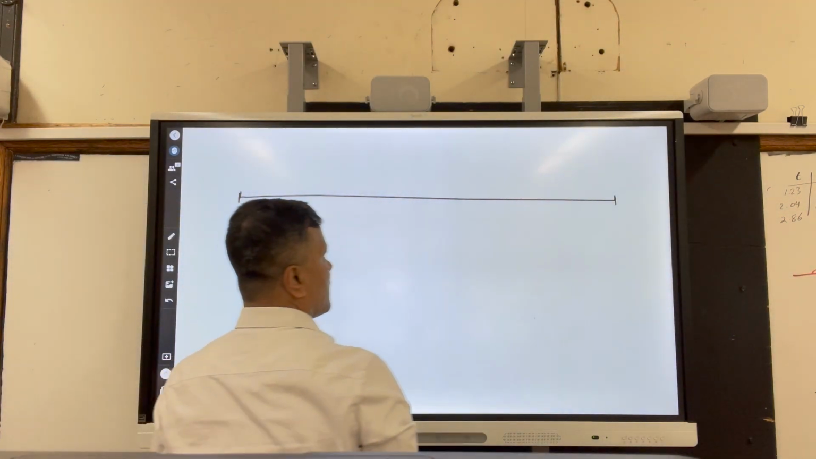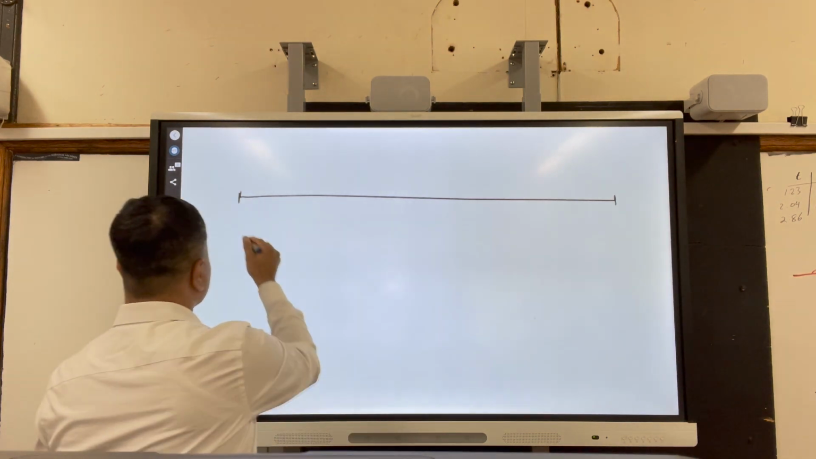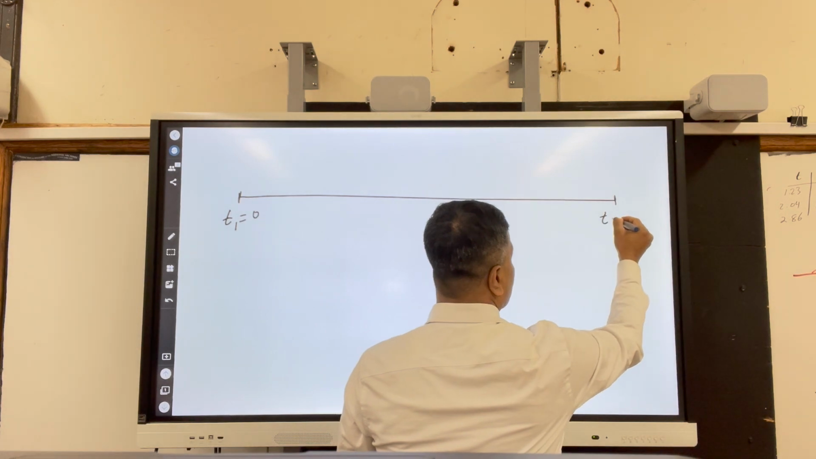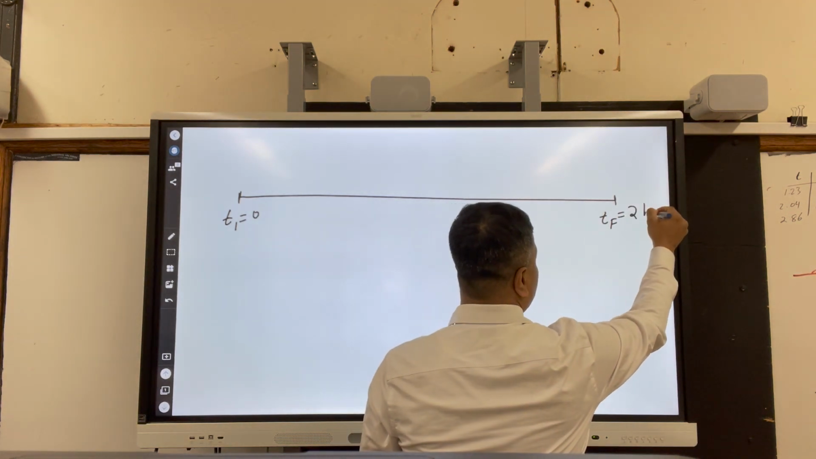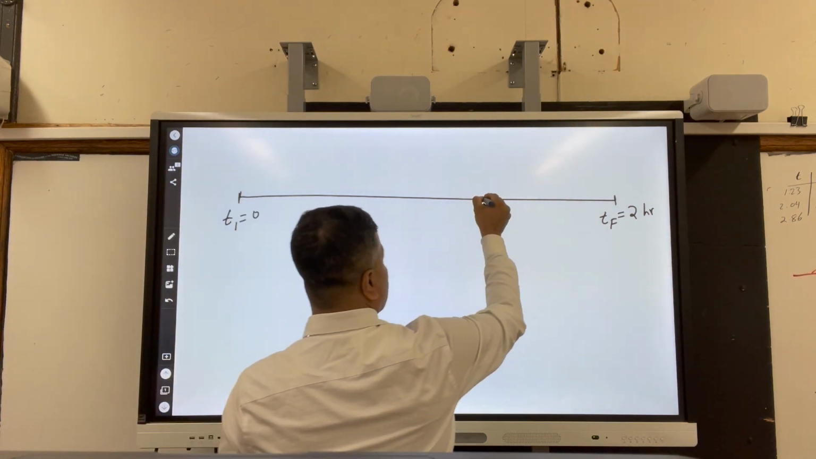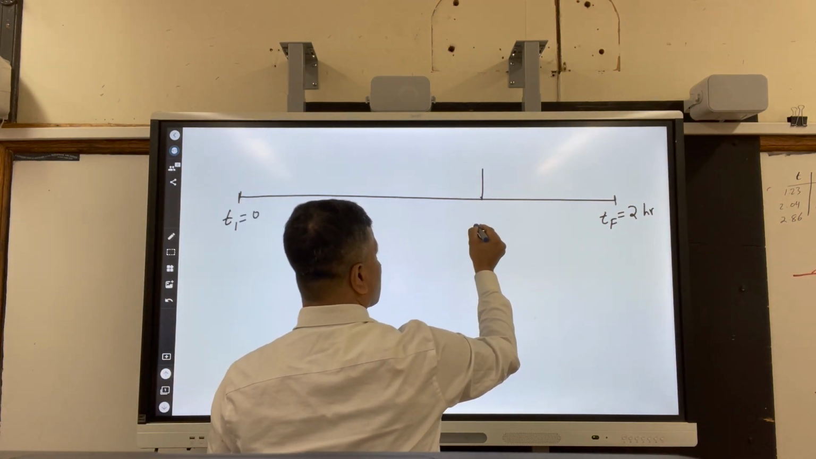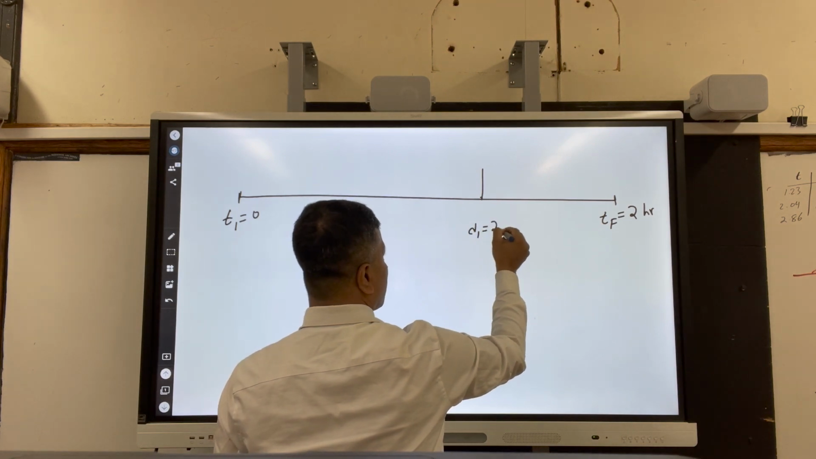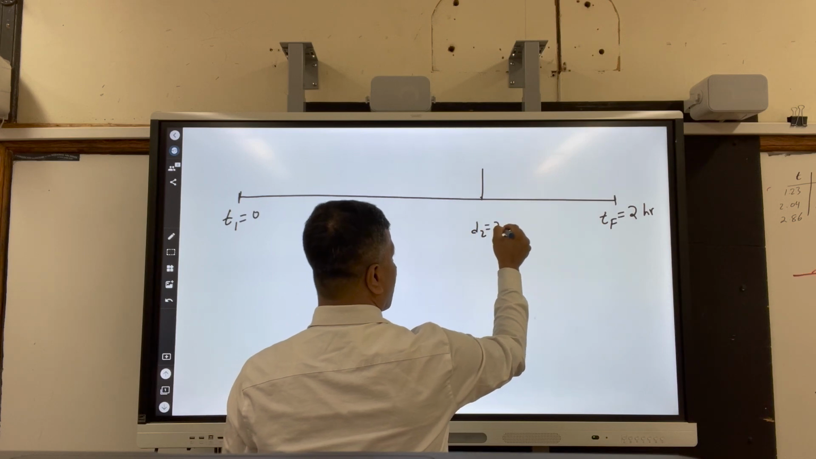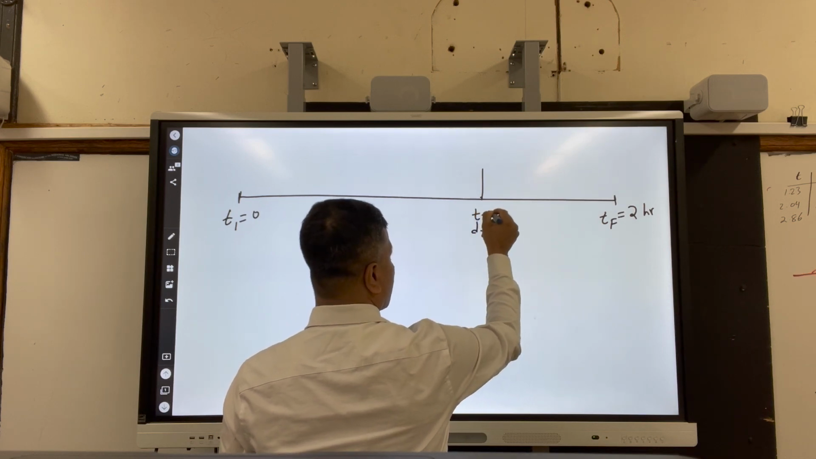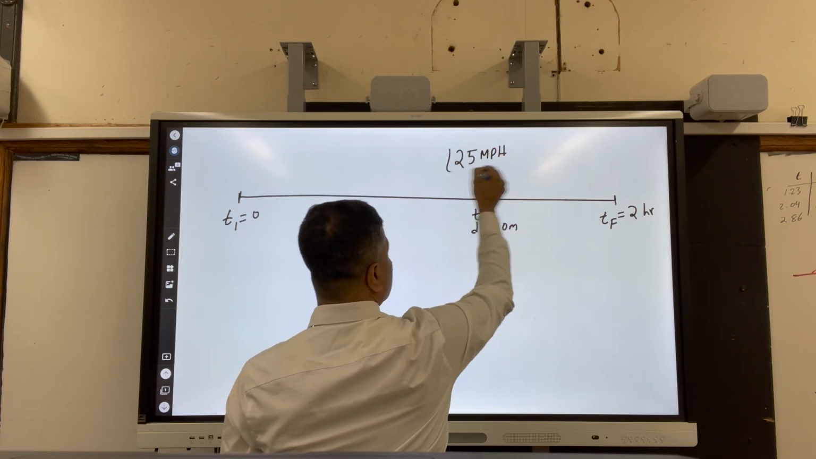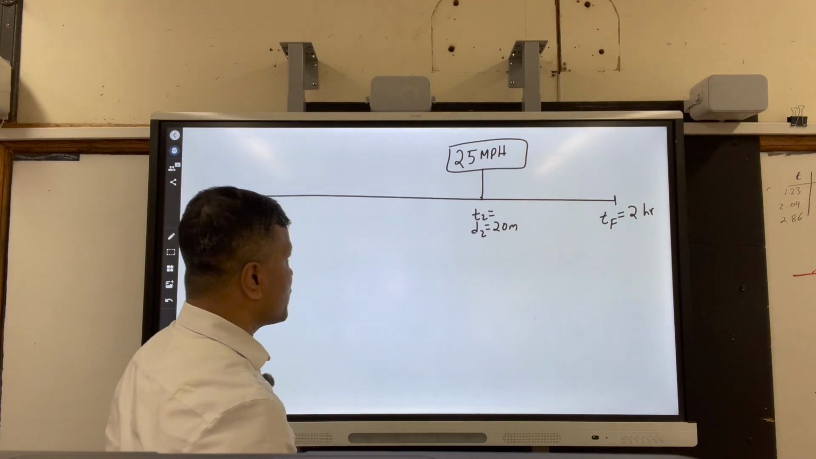All right, T1 is 0 and T final is 2 hours. So Mr. Bari is on a 2 hour long bike trip, and in 20 miles, D1 is 20. Let's call it D2. D2 is 20 miles. We're going to find T2 in a second. He saw his speed limit, 25 miles per hour, right? All right. So we're going to solve this problem.